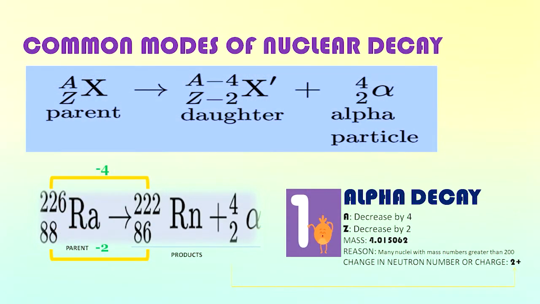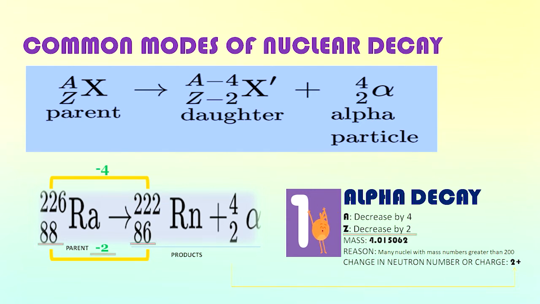Meron tayong 5 common modes of nuclear decay reaction, and this is the general reaction formula. If a radium, for example, ay nag-undergo ng alpha decay, the atomic mass is decreased by 4, kaya from 226 ay naging 222 na lang, while the atomic number naman ay decreased by 2, kaya from 88 ay naging 86 na lang.